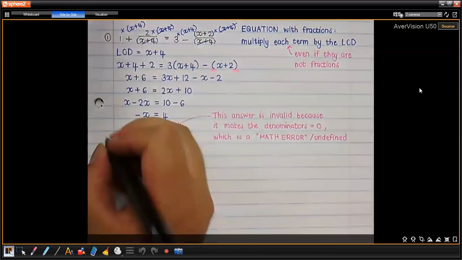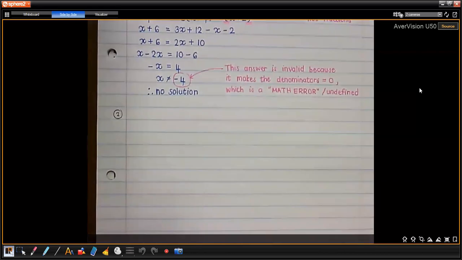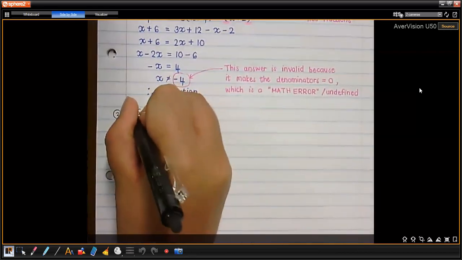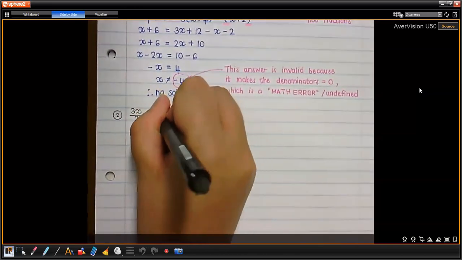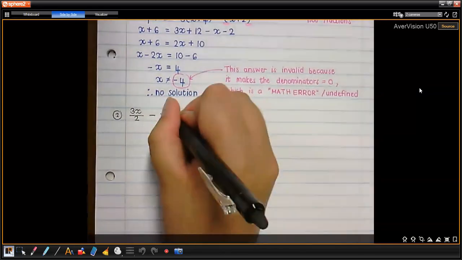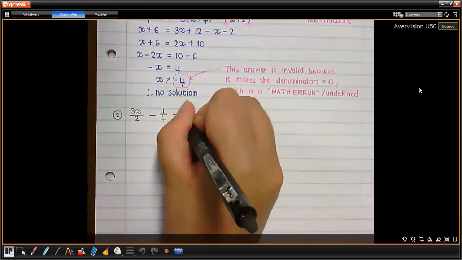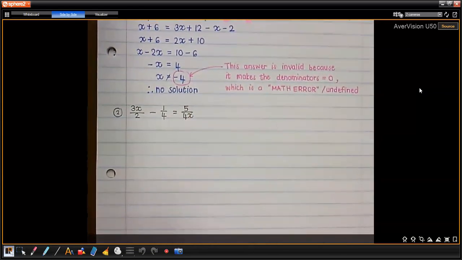So if we have number 2: 3x over 2 minus 1 over 4 is equal to 5 over 4x. I'm going to zoom in slightly so that it's a bit clearer.